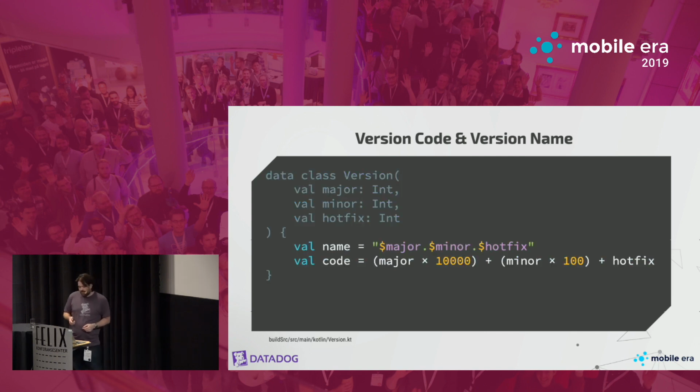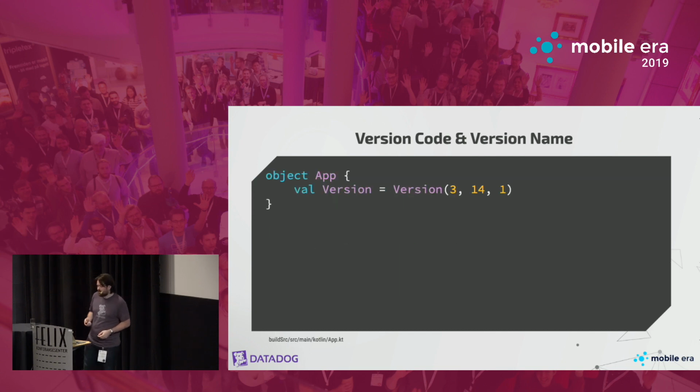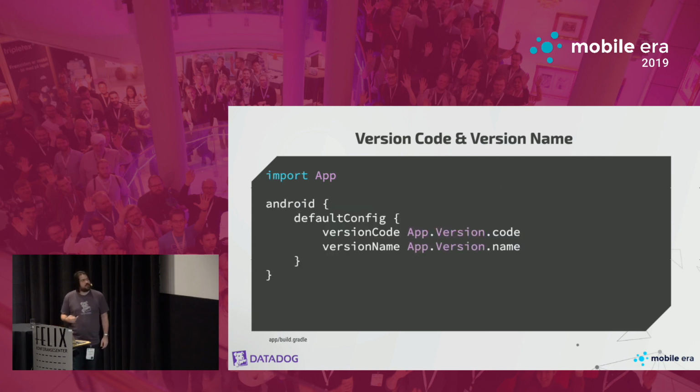But then if you have this, and you say my name is derived from this thing there, you can create a constant value here in the build source folder and say, okay, this is my version. And you just say this is the version, and you don't have to remember how you change the name and the code. And it's going to be all done for you in your build.gradle file.